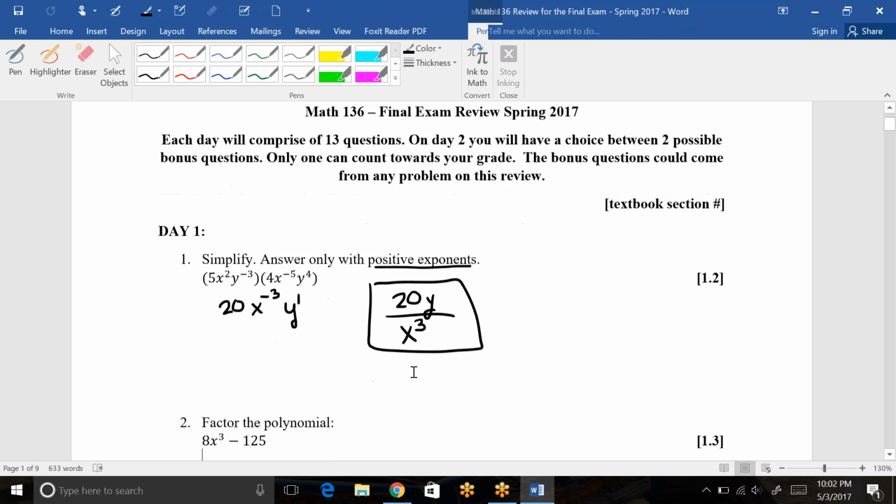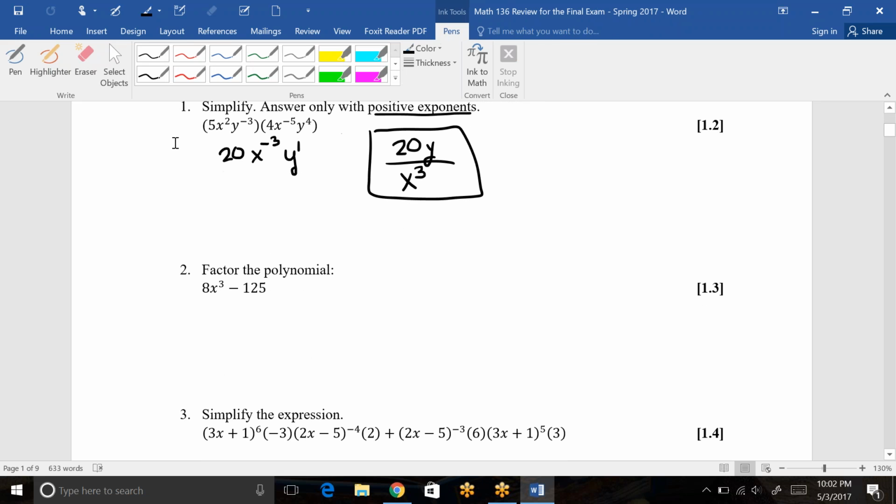Looking at number 2, it says factor the polynomial. We have 8x cubed and negative 125. Those are both perfect cubes. When we factor perfect cubes, you get a binomial times a trinomial. And remember, we had a little saying to help us remember our signs. SOAP: same as the original, opposite to the original, and always positive.